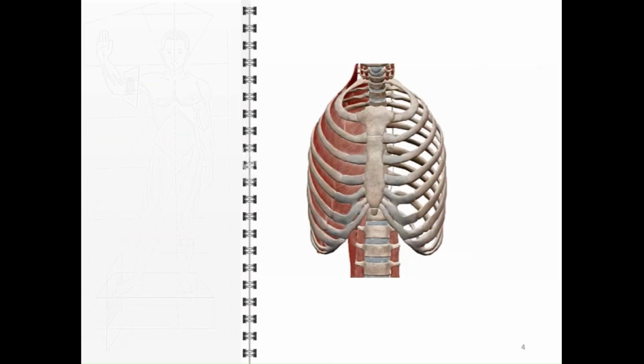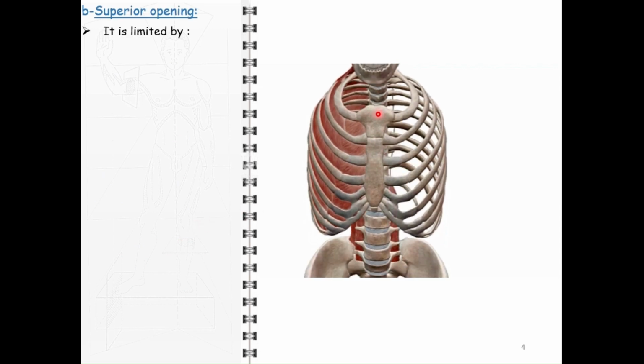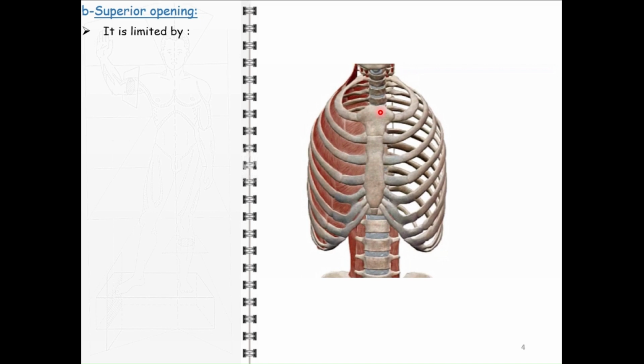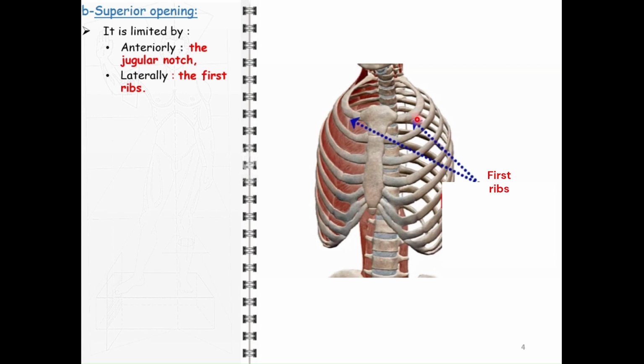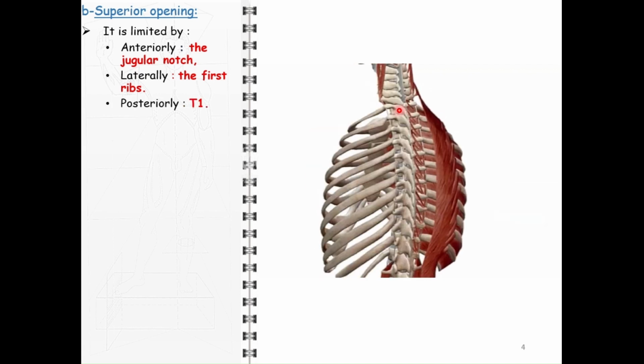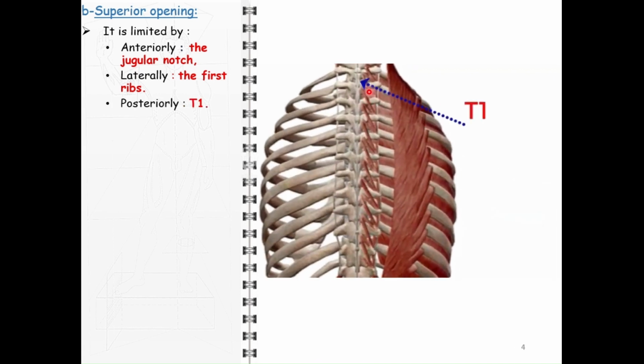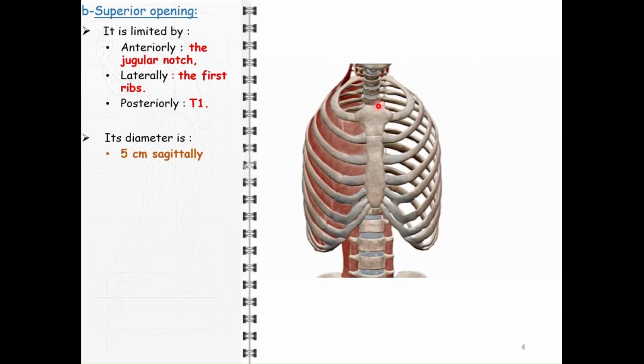The superior opening is heart-shaped, inclined downward and forward. It is limited by anteriorly, the jugular notch, laterally, the first ribs, and posteriorly, the thoracic vertebra T1. Its diameter is 5 cm sagittally and 10 cm transversally.